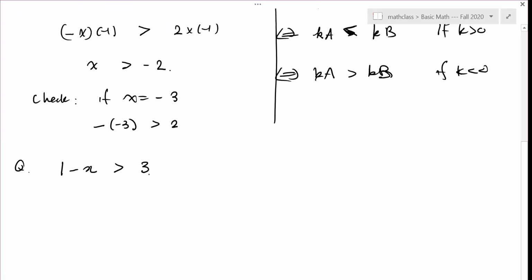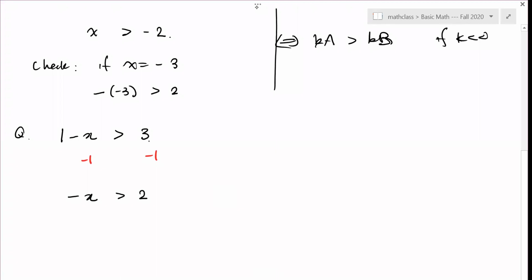Okay, step 1, this is a two-step problem now. Step 1, you subtract 1 from both sides. You keep the same inequality. So the left-hand side is just negative x. The right-hand side is just 2, since 3 minus 1 is 2.